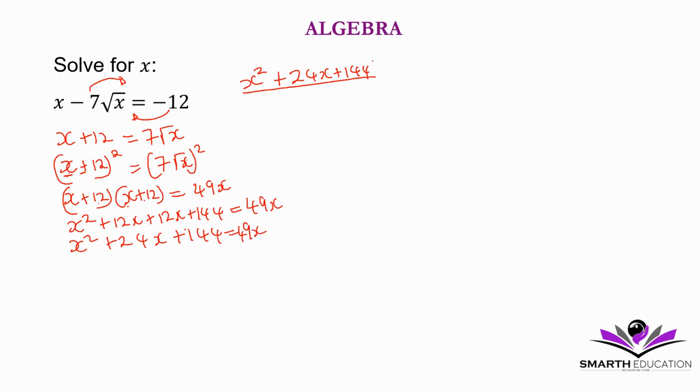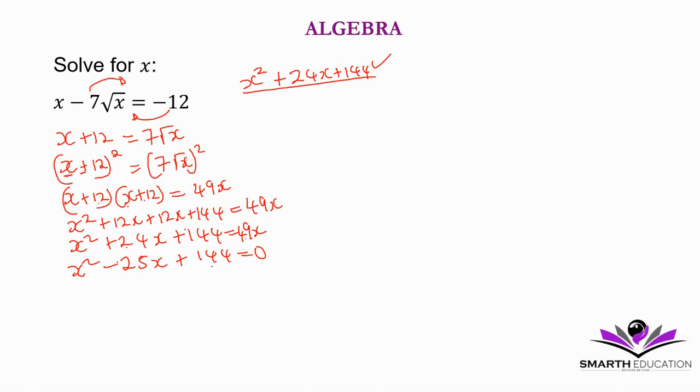You see that we have that part there. Let's write our equation in standard form. So we're going to subtract 49x from both sides of the equation. 24x minus 49x, that is negative 25x. So we have negative 25x, then plus 144 is equal to 0. And then we look for the factors of 144 that can give us what? That can give us negative 25. It should be negative 16 and negative 9.